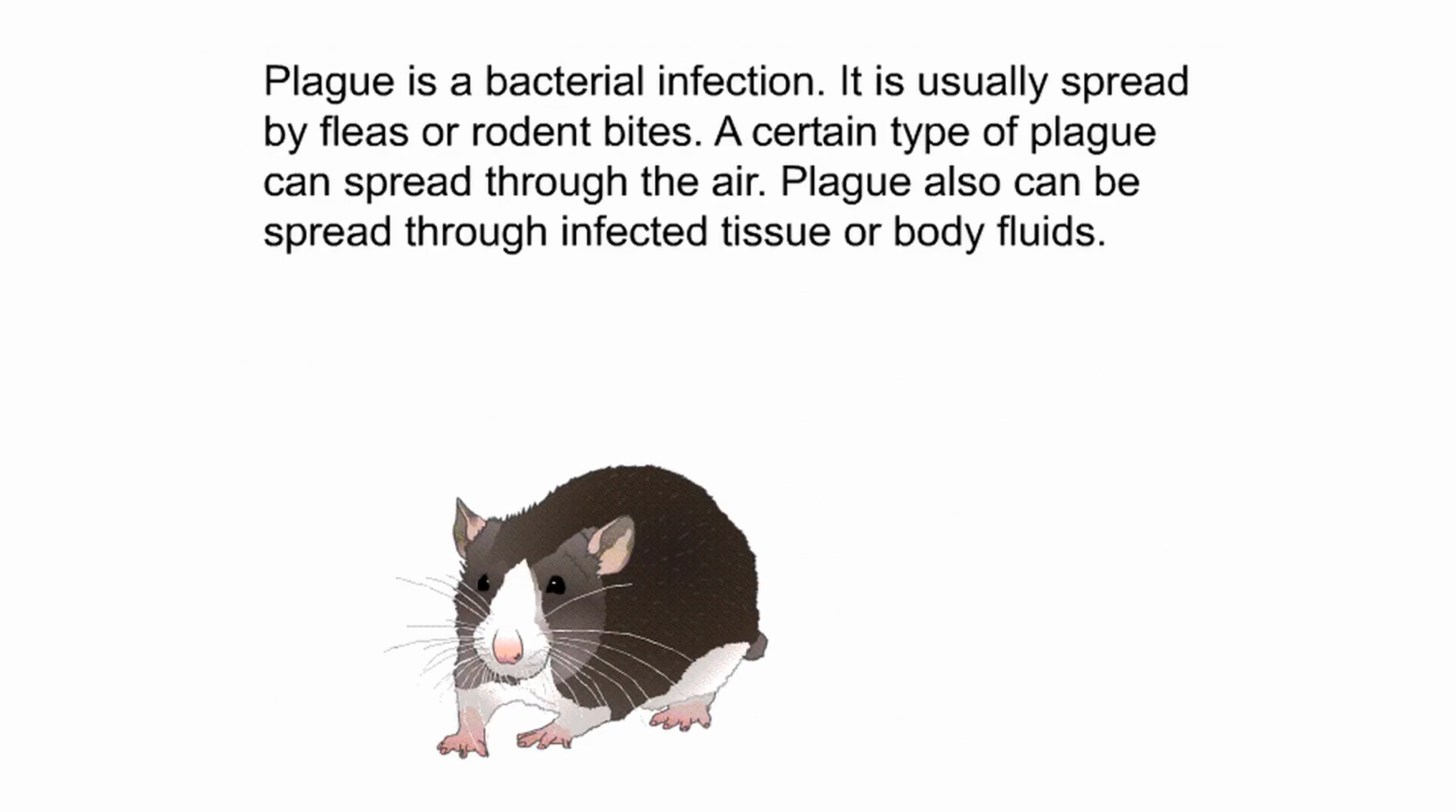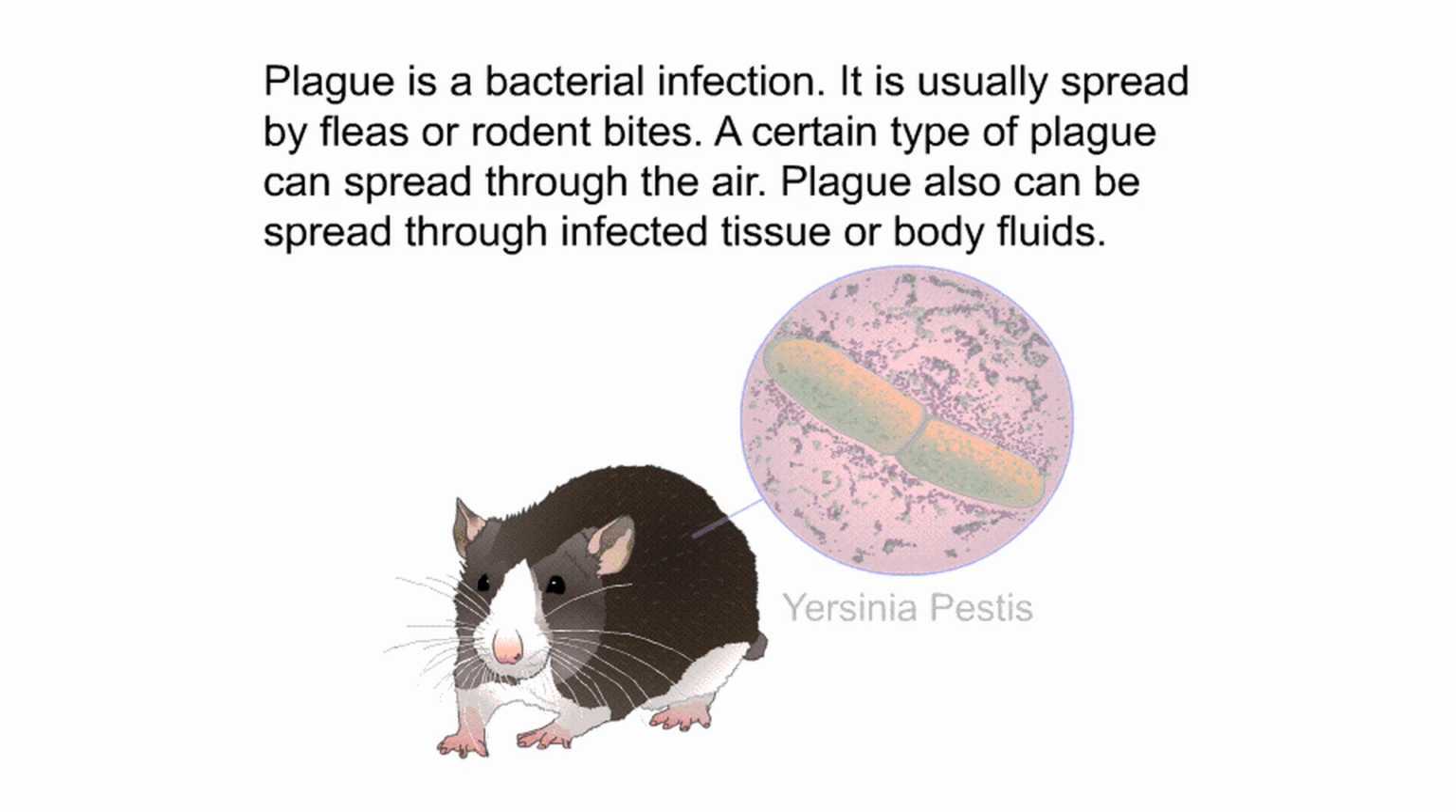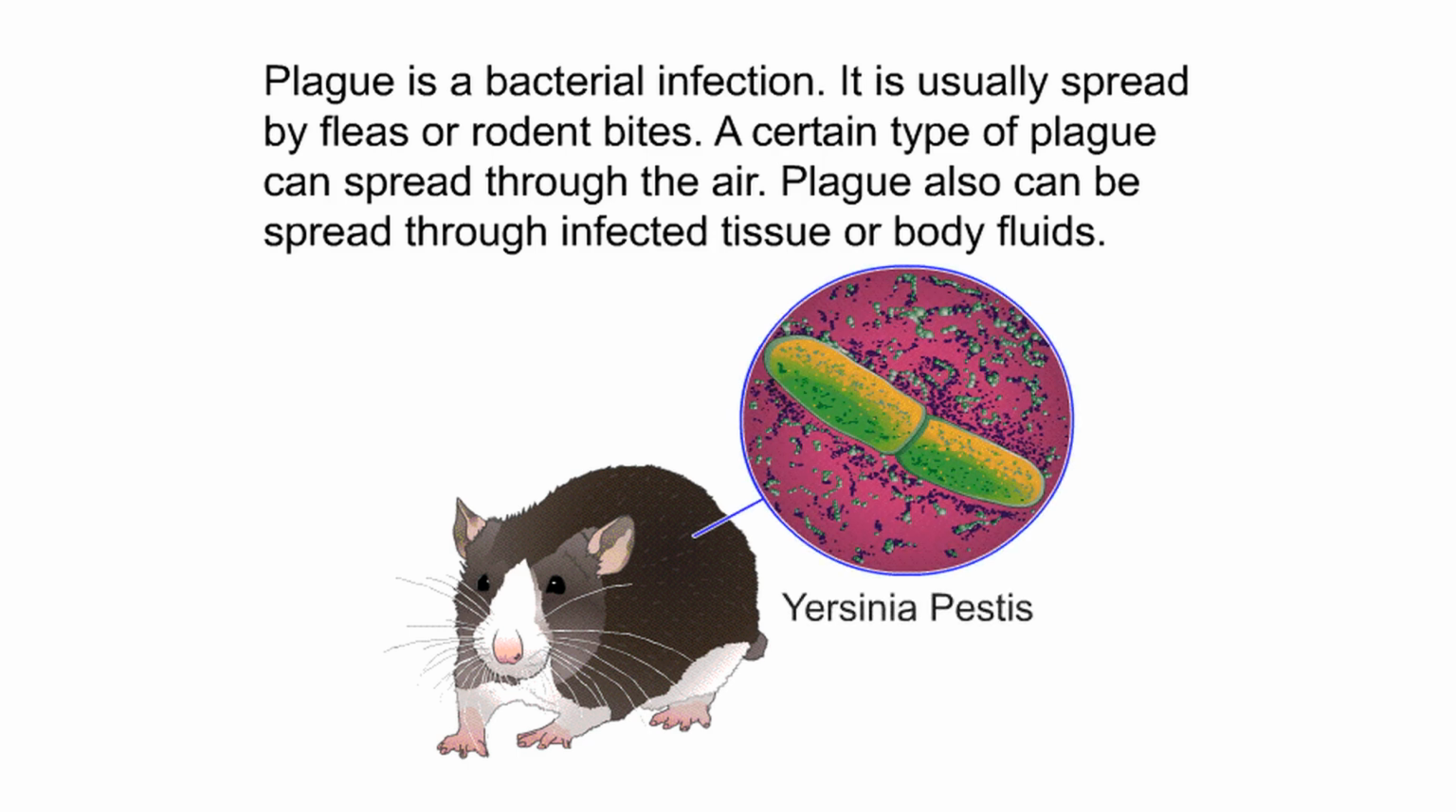Summary. Plague is a bacterial infection. It is usually spread by fleas or rodent bites. A certain type of plague can spread through the air. Plague also can be spread through infected tissue or body fluids.